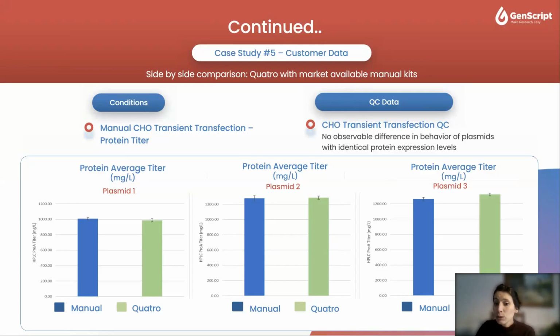So you can see overall, with the exact same plasmids, even though there was a higher concentration for the manual prep, the transfection was spot on. There was really not much difference. I would say for plasmid number 3, the Quattro showed a little bit better, but overall it was very comparable to the manual kit, which of course speaks to the quality of the plasmid.